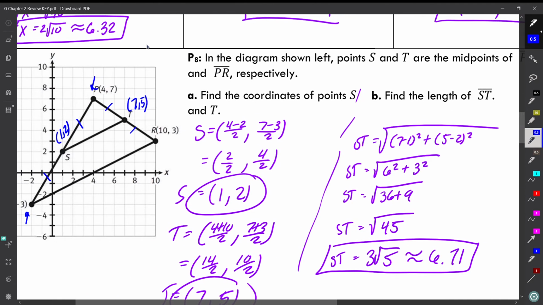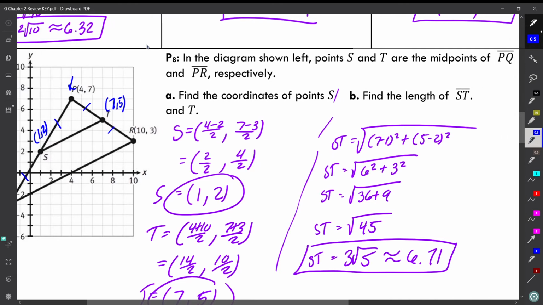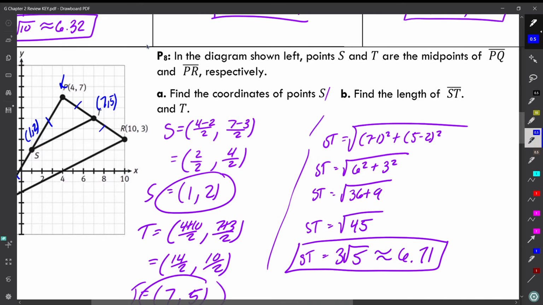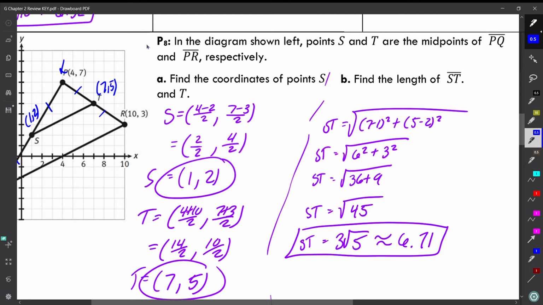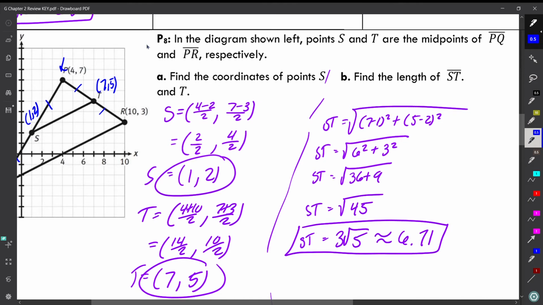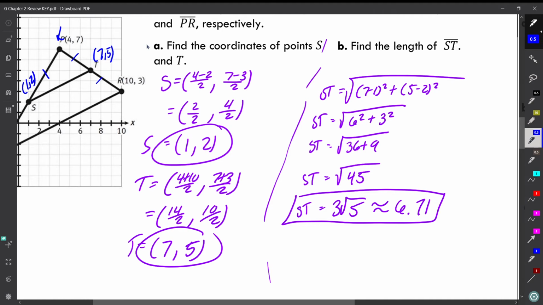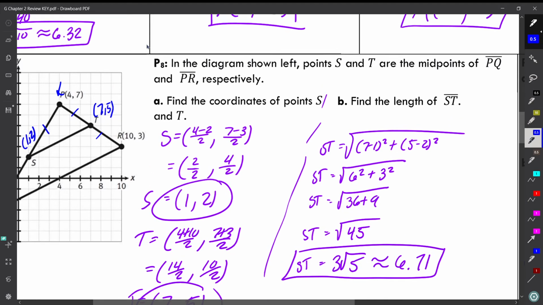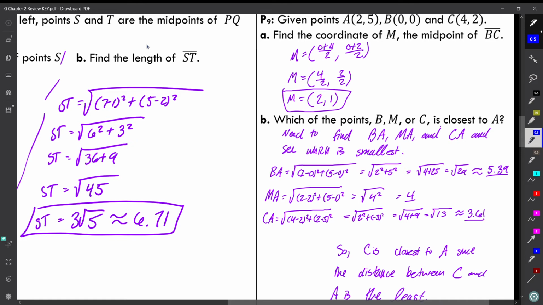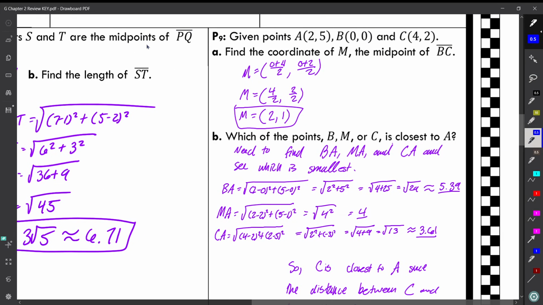So subtract the x's, 7 minus 1 squared. Subtract the y's, 5 minus 2, square it. So this is 6 squared and 3 squared, which is 36 plus 9, square root of 45. That simplifies to 3 square roots of 5. Calculator will do that for you. I can explain that another time. We'll do square roots another day. So it simplifies to 3 square roots of 5, and that's approximately 6.71. Alright, there we go.